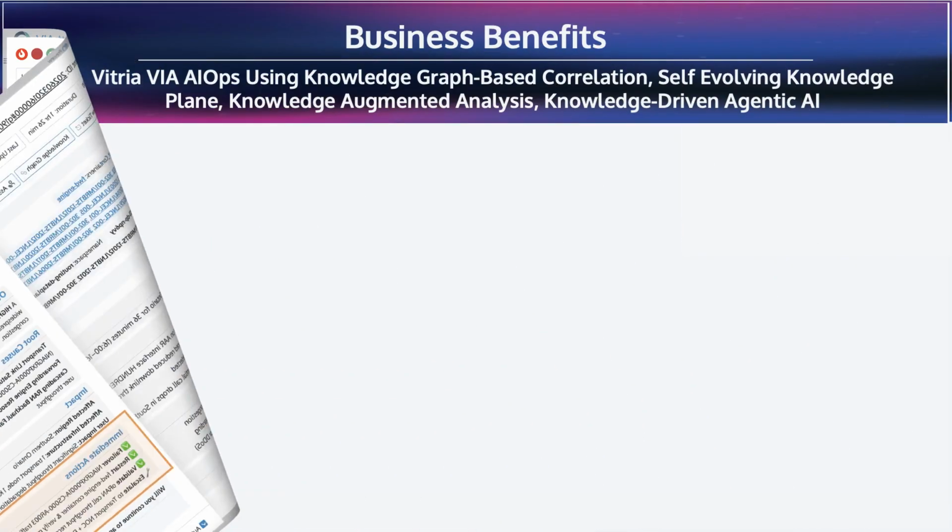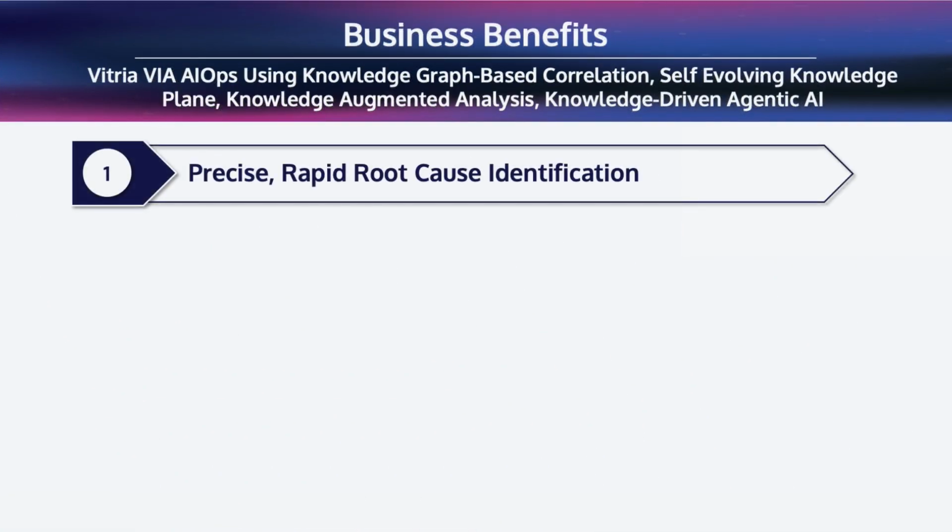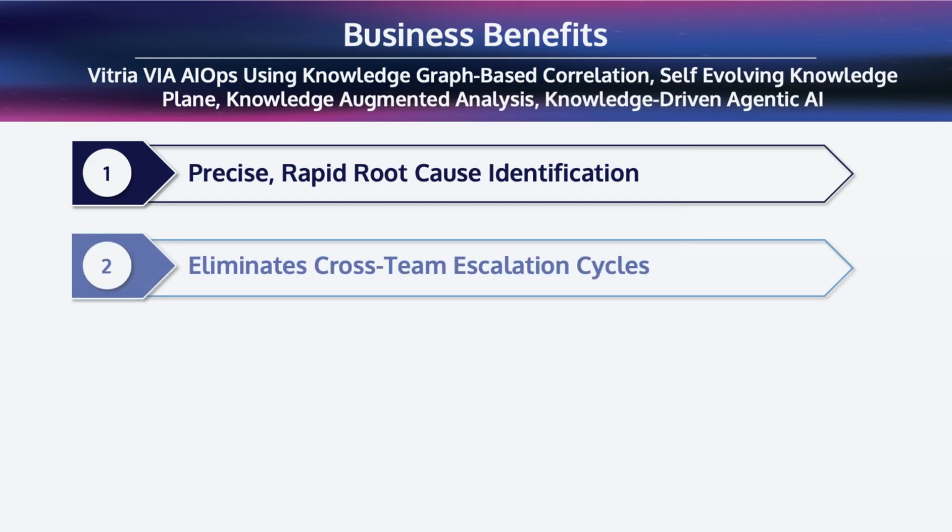The benefits of the Vitria approach include: 1. Precise, rapid root cause identification. Instead of 20+ tickets, the Network Operations Center receives one correlated incident containing all relevant information to resolve the problem. 2. Eliminates cross-team escalation cycles. The radio team no longer needs to chase phantom radio issues. Instead, the transport team receives a clear root cause trigger.